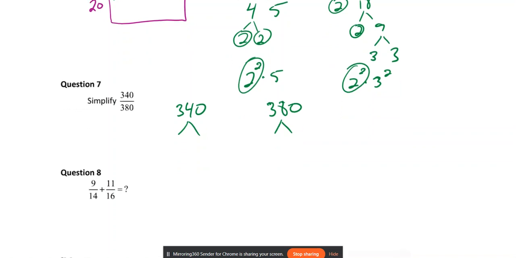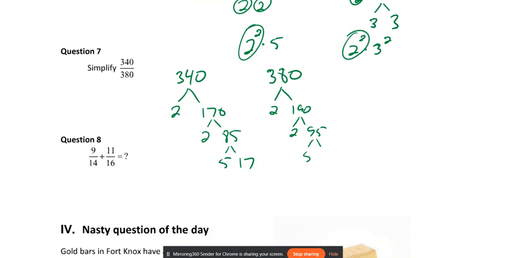What do we get? So 340, we can break that into 10 and 34, and then 2 and 170. What was the next one you guys did? 2 and 85? 5 and 17. Okay, cool. Okay, 380, what did we do? Okay, 190 would be... Yeah, and then 95 would be 5 and 19.